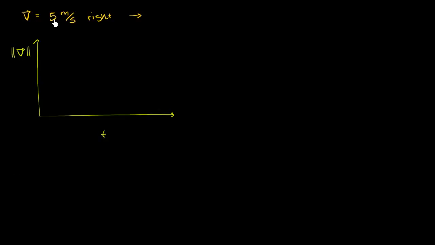So we have a constant velocity of 5 meters per second. So its magnitude is 5 meters per second, and it's constant. It's not changing. As the seconds tick away, the velocity does not change. So it's just moving at 5 meters per second.